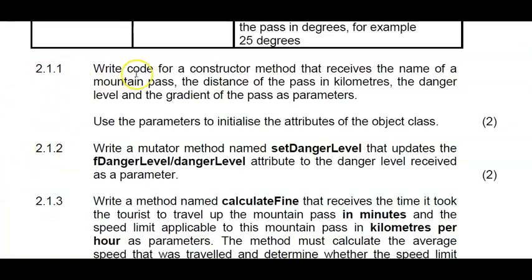The first question asks us to write a constructor method that receives, that's the word you want to highlight, and then start numbering, because now we're going to be listing the number of parameters that we need. The name of the mountain pass, that's 1. Distance of the pass in kilometers, that's 2. The danger level, 3, and the gradient of the pass as the 4th parameter. And they are going to be used to initialize the attributes of the class. Press pause and try this part yourself.